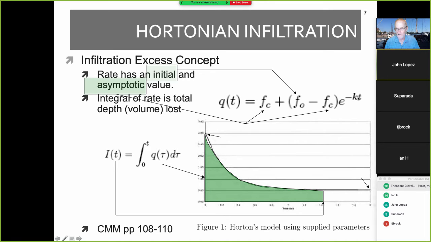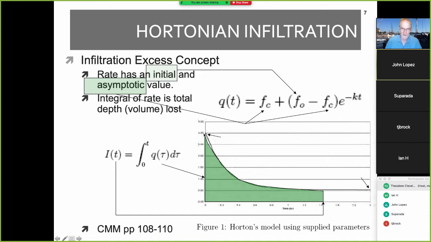So if k is a small number, then that decay rate takes a very long time. If k is larger, it's steep like here. If it's real large, it will almost be straight down and straight to the saturated conductivity.